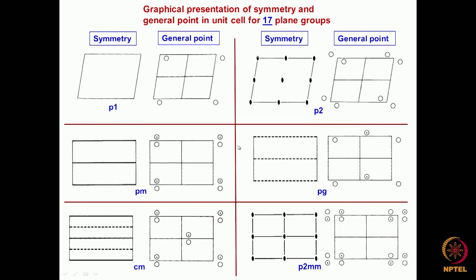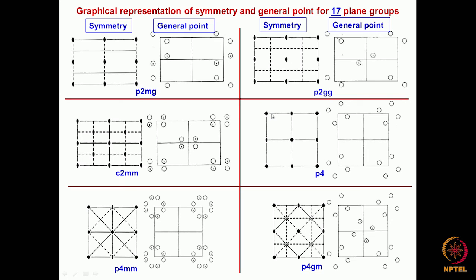So here what I have shown is only the graphical representation of both the planar lattice and the general point. The other information which we require are essentially the site symmetry, Wyckoff position, the multiplicity associated with it and the coordinates of the motifs. That I think one can look into the International Union of Crystallography and get all this information.